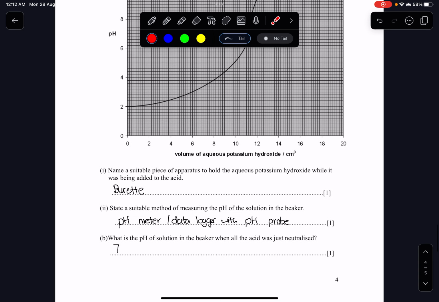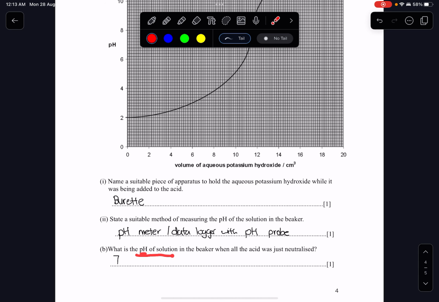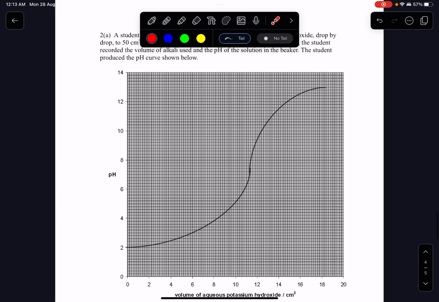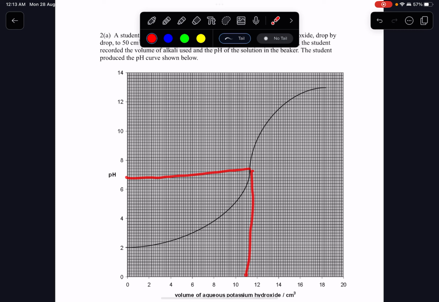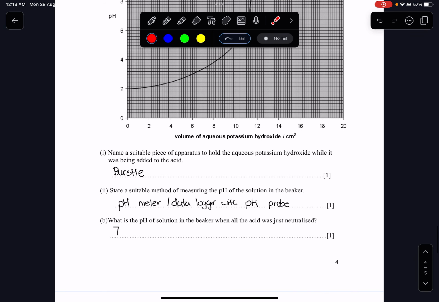Okay. Next, last question. What is the pH of the solution when all the acid was just neutralized? You will have to look at the vertical portion of the graph. If you track, it is about pH 7, which is what you learn about neutralization of acid and alkali. Some of you wrote green, but they want a pH, not the color. So please stick to 7.